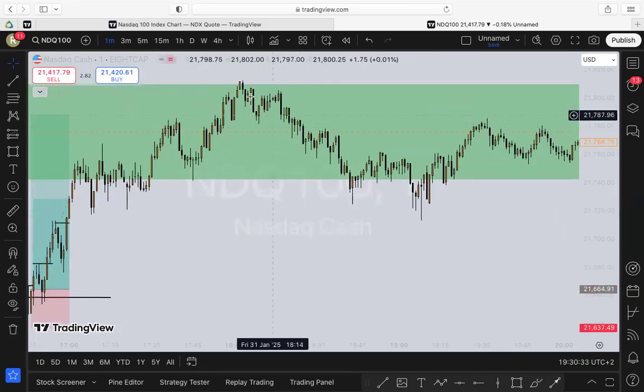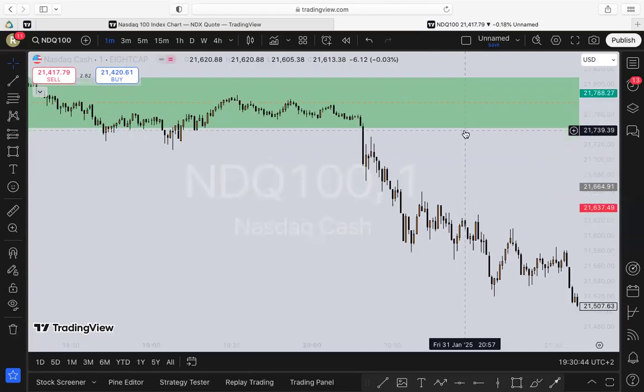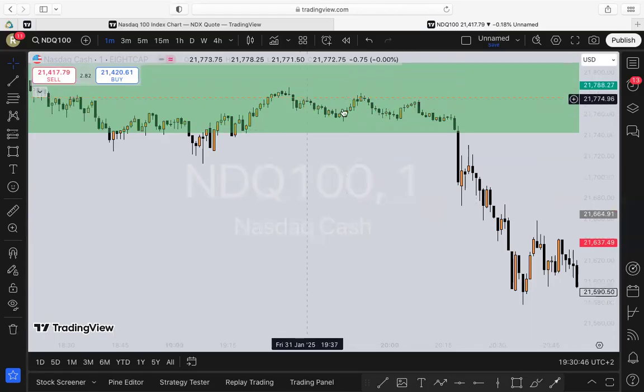Look at how many double breaks of structure we had. 1, 2, look at this. 3, entered here. The market went here, took you out, right? It kept on giving double breaks of structure to the downside. Look at how many entries. Even this one should have taken it.